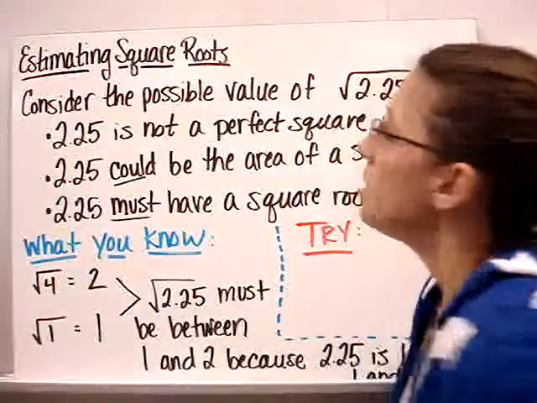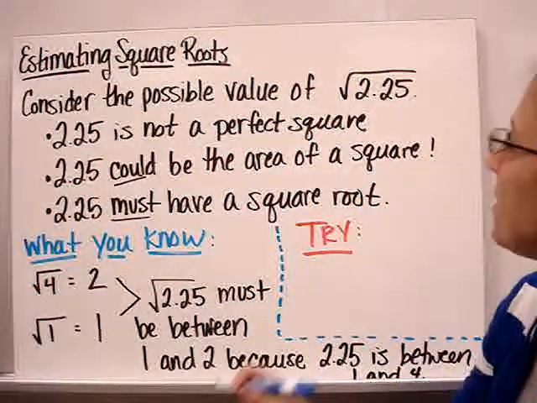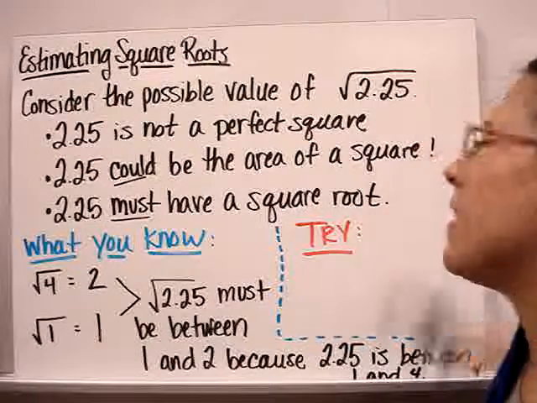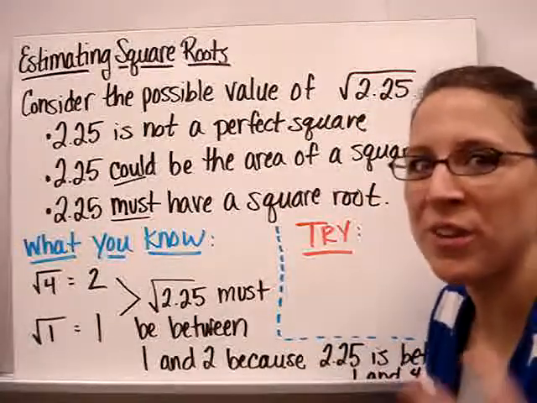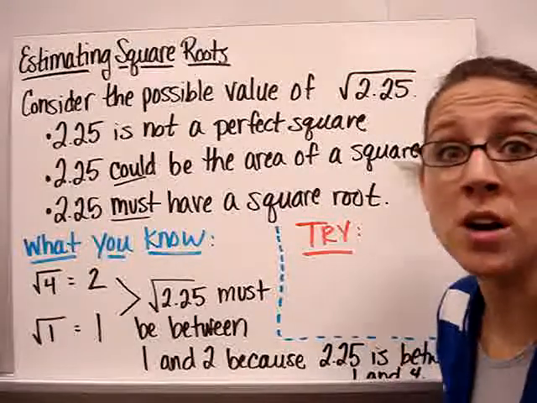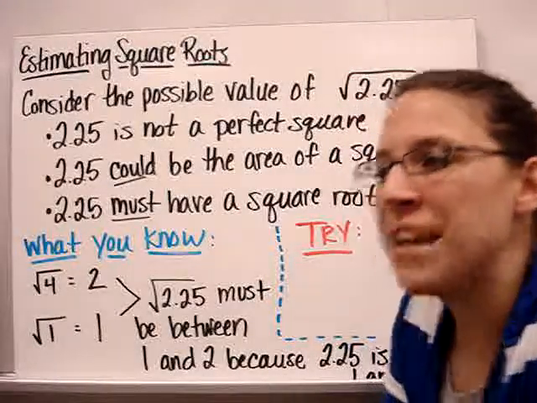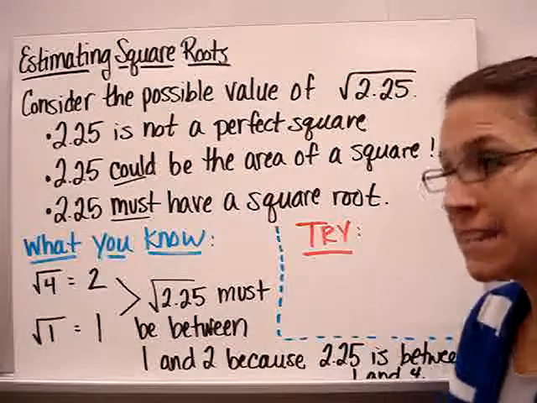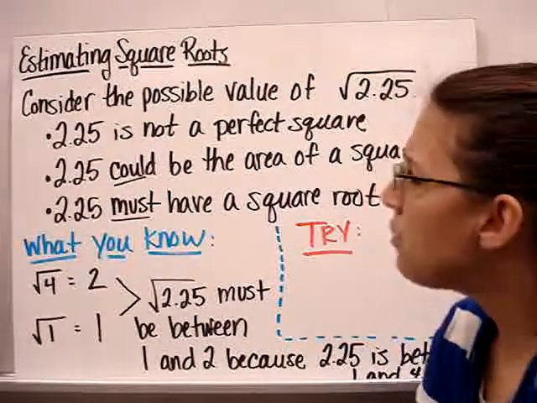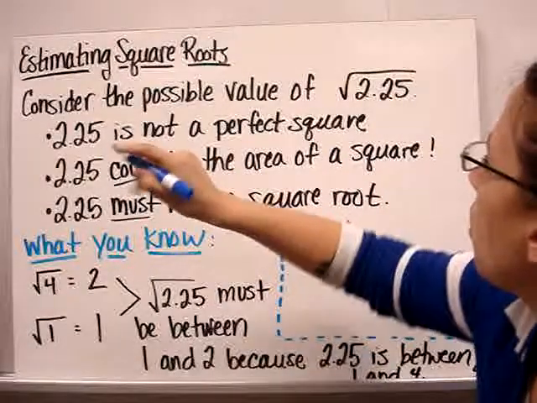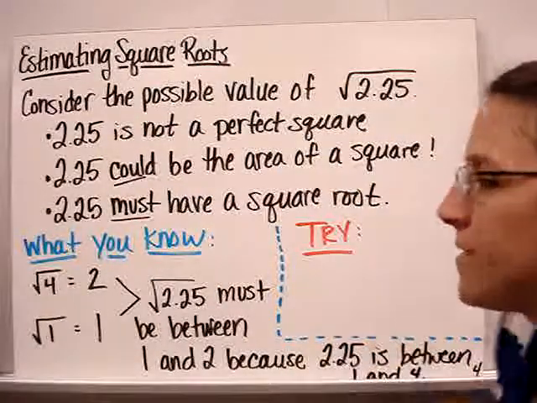So I want you to think about what the square root of 2 and 2500ths would be. Now, we're not always going to be working with perfect squares. In a perfect world, of course. However, not every number is a perfect square, but every number has a square root. Every single one.